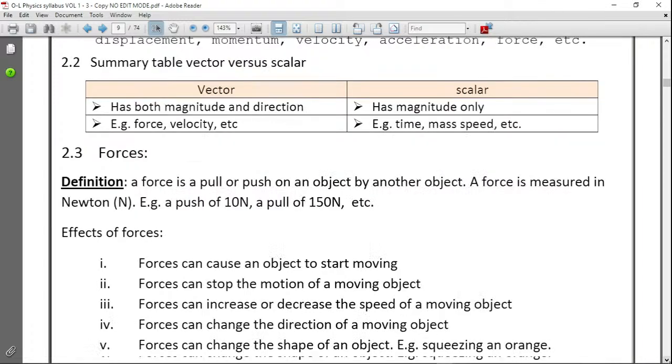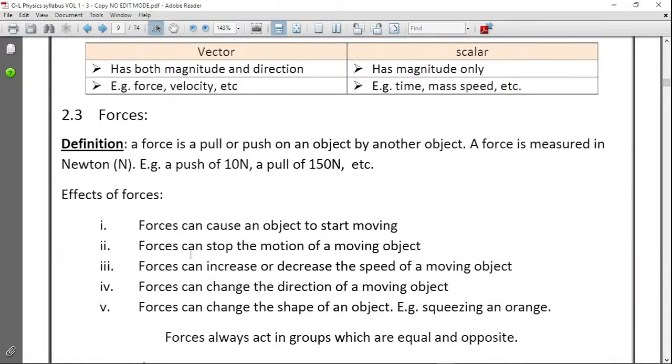In this topic, we'll be focused on forces. A force is a pull or a push on an object by another object. So simply, a force is a pull or a push on an object, normally by another object, right? But it can be by something that might not necessarily be an object, maybe due to a field and so on. So a force is measured in newtons. The SI unit for force is the newton.